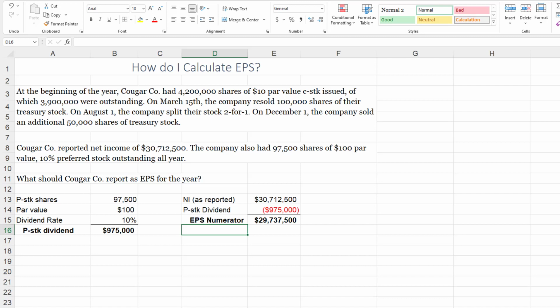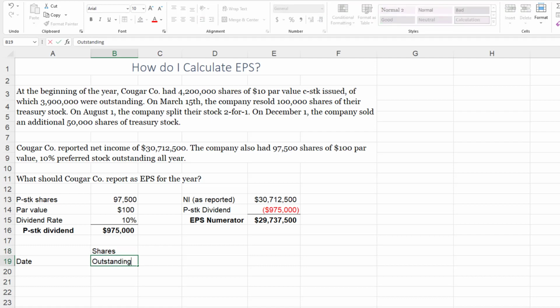So the easiest way to do this is to create a table. And I'm going to do that right down here. We're going to start with the date. And then I'm going to calculate my shares outstanding, the number of shares outstanding on that particular day.